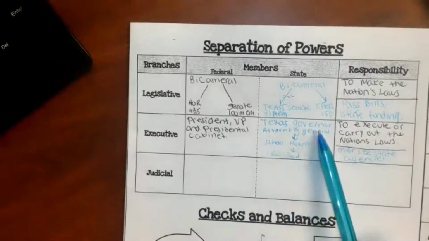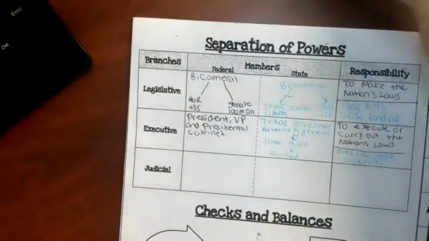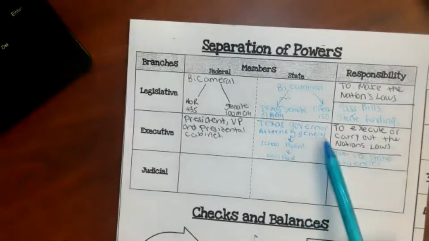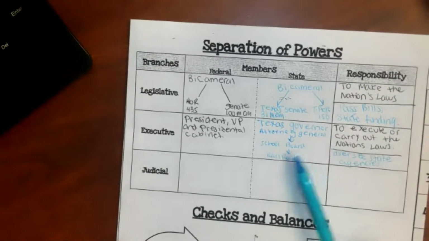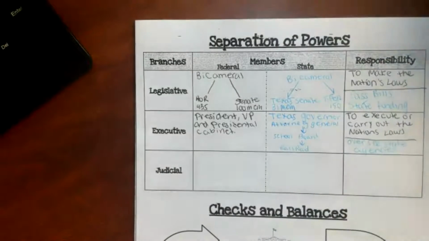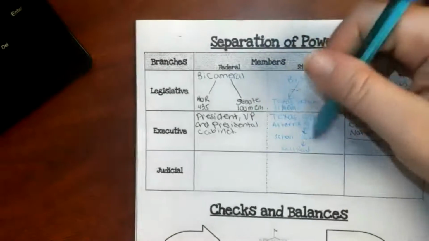So again, I have the Texas governor, and I have the Attorney General beneath him, the school board, the railroad. Now, no one is more above another in these branches or these particular agencies.